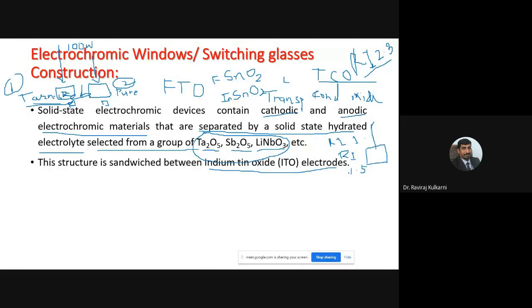What it indicates: refractive index 1.5 means the velocity of light is 1.5 times less compared to the velocity of light in vacuum. Refractive index is the velocity of light in vacuum divided by the velocity of light in the medium. In a medium the velocity is always less. Because of this refractive index, light undergoes reflection, refraction, and all those things.